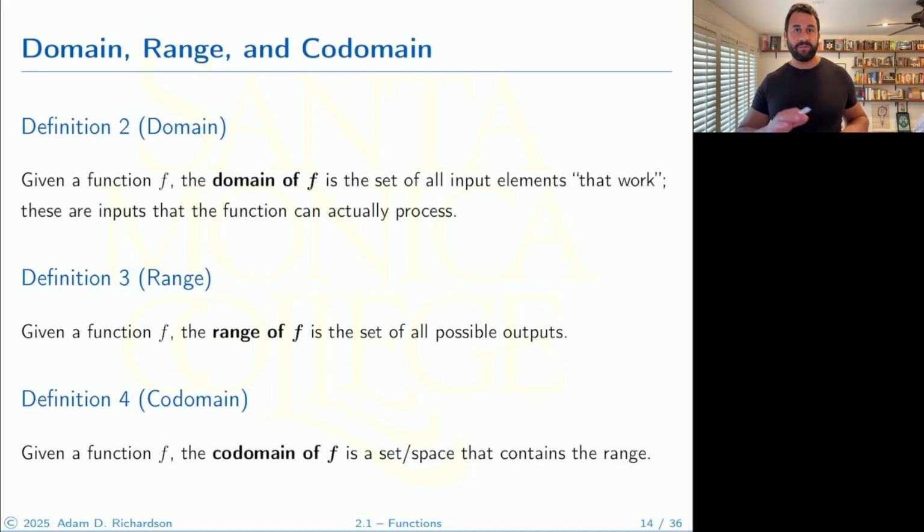Right. Now that we've talked about what a function is, and gotten a little bit more intuition for what it is, there are some important sets associated with functions, in particular the domain, the range, and the codomain. If you've learned this stuff before, you've probably heard about the domain and the range before, but you may not have heard of the codomain. And the codomain is also important, so I'd like to cover it in these classes. But let's go one by one. So given a function f, the domain of f is the set of all elements, the set of all inputs that work. In other words, these are the inputs that the function can actually process.